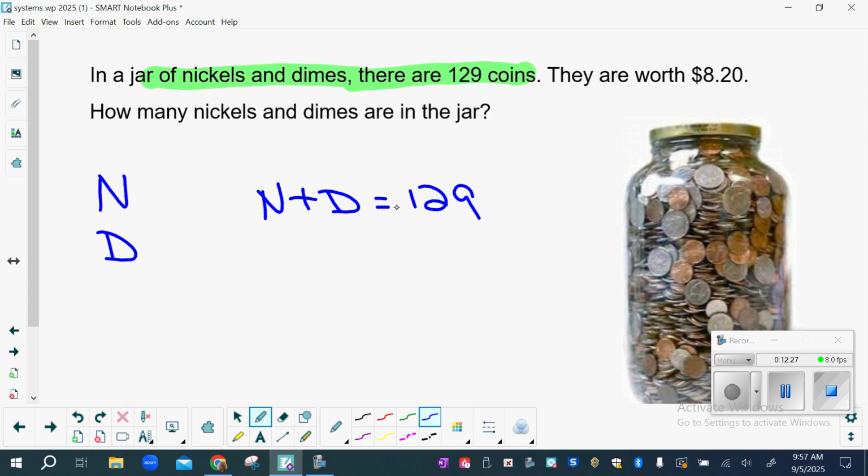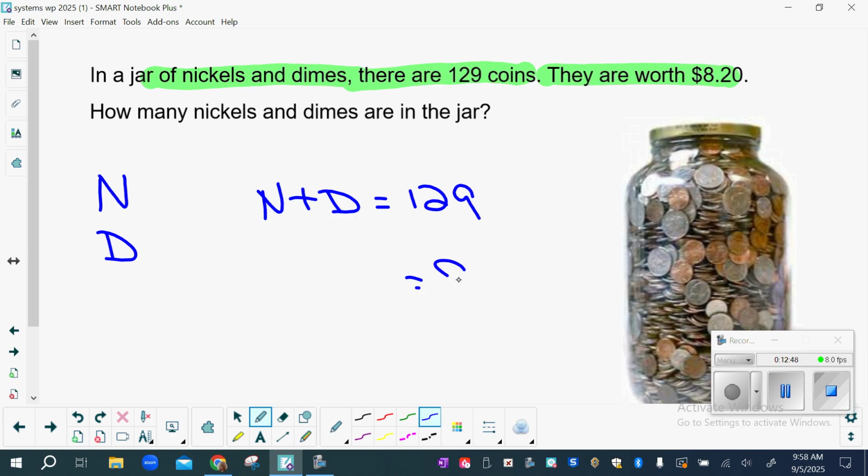Now we got a second equation, and here it is. The nickels and dimes are worth $8.20. So in this case, you've got to write how much they're worth. Now you have 2 ways of doing it. I'm going to do it the hard way, and then I'm going to show you the easy way, right? The hard way says this.